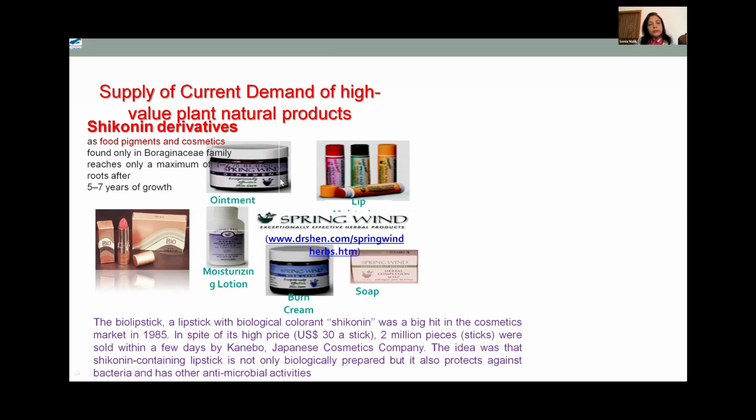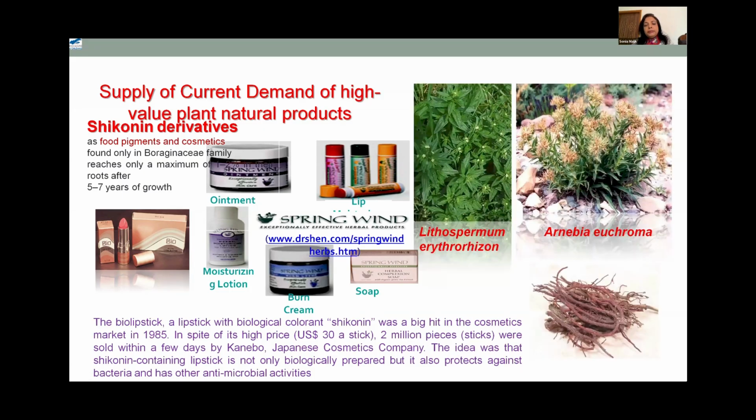And these are some of the products available in the market using these components: ointment, lip balm, soap, burn cream, moisturizing lotion. And this is a Chinese company, Spring Wind, which is using this component from the plant. This shikonin is obtained from Arnebia euchroma, but originally it is derived from Lithospermum erythrorhizon, and this plant species is confined to China, Japan, and Korea.